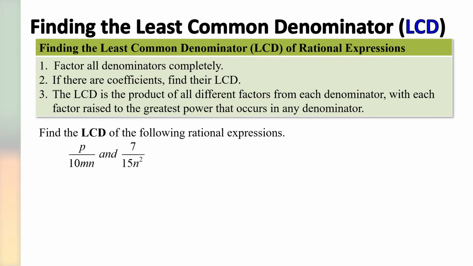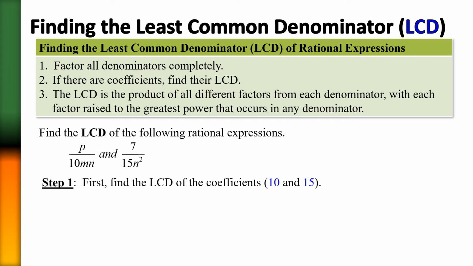In this example, we're asked to find the LCD of a pair of rational expressions. So the first thing we need to do is look at the denominators and note the coefficients of each denominator. The coefficient of the first denominator is 10. The coefficient of the second denominator is 15. So I want to ask myself, what is it that they share in common in terms of their multiples? I want to find the least common multiple among them.